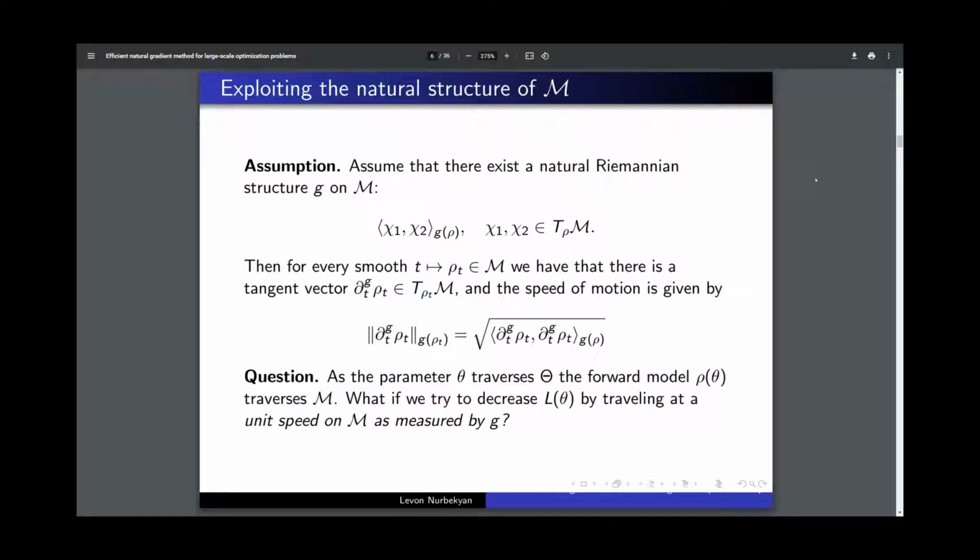So assuming that we have some kind of a Riemannian structure on our forward model, so we have some kind of an inner product structure, and there, if we have a measure or a forward model that is time dependent, it has a natural kind of gradient, and the norms of the gradient, so the speeds with respect to the manifold, can be calculated according to this formula. And so the question is, can we make the parameter theta travel in such a direction that instead of the steepest descent in our original parameter space, we get a steepest descent in the model space?